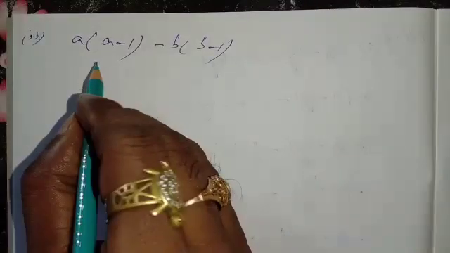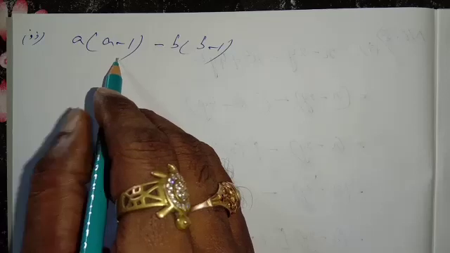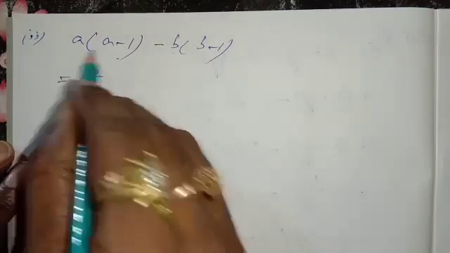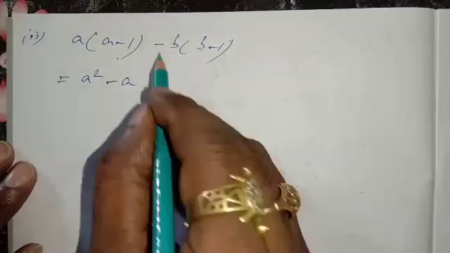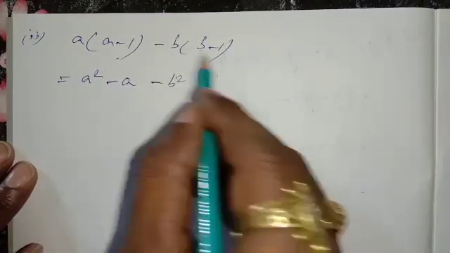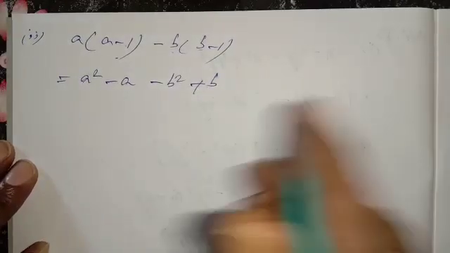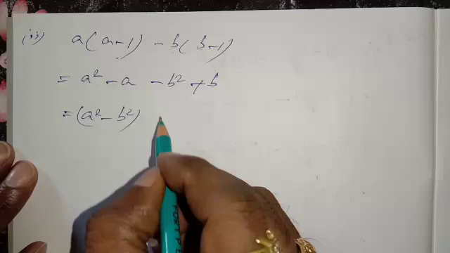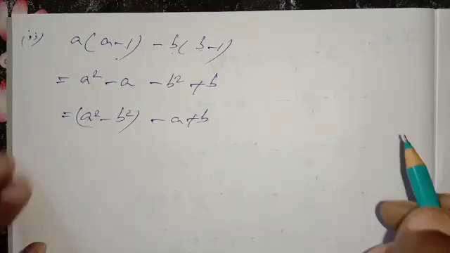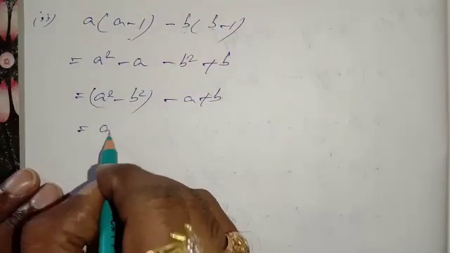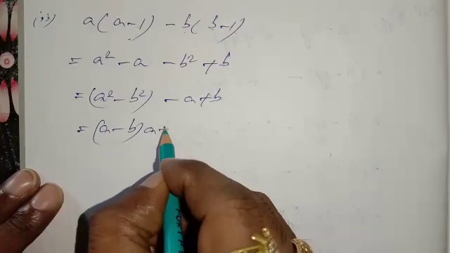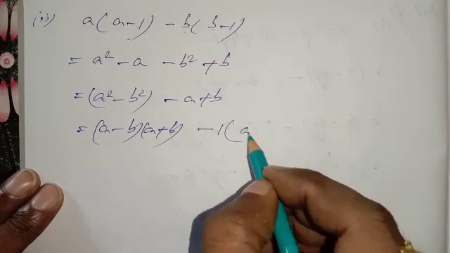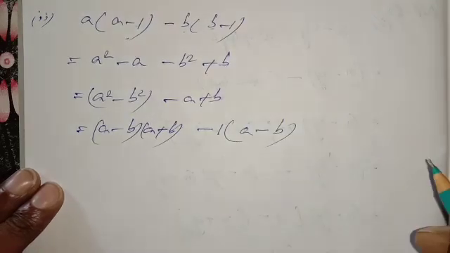Question 9 second part given: a whole into a minus 1 and minus b whole into b minus 1. Just open the bracket. This will be a square minus a, and this will be minus b square plus b. Now make the group like this. a square minus b square one group, and minus a plus b another group. a square minus b square means a minus b whole into a plus b. The second one, from the last we take minus 1 common. What is left? a minus b.